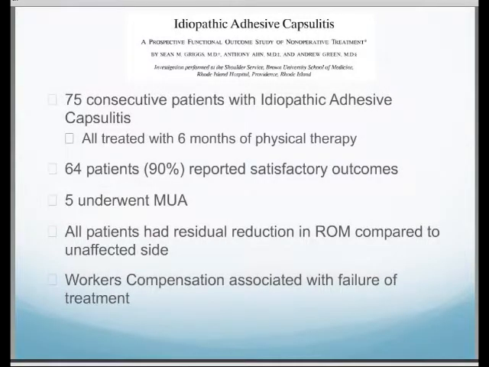So I think this is a key point to take home: when you have frozen shoulder, you are not likely to regain a full range of motion. And I found this interesting, that workers' compensation was shown to be statistically significant for failure of treatment.